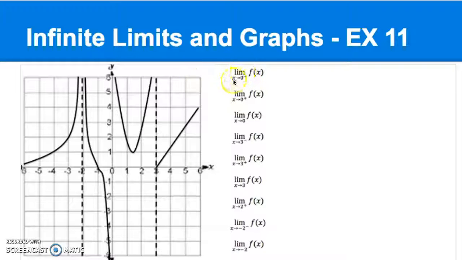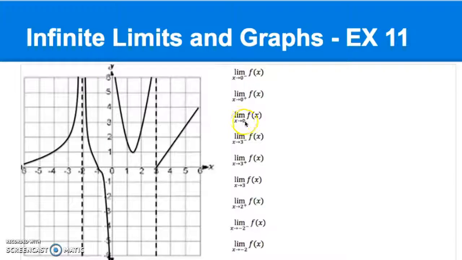Let's look at the limit as x approaches 0 from the left, which is what that negative tells you. So here's 0. The left side looks like this curve is going down to negative infinity. So negative infinity. Now 0 from the right. Find 0. The right side is up here. There's a curve going to positive infinity. So this one is positive infinity.